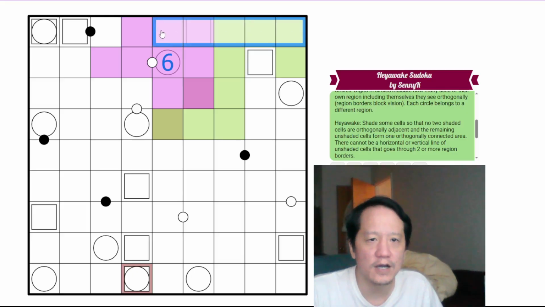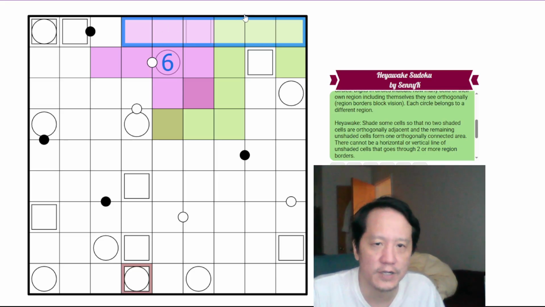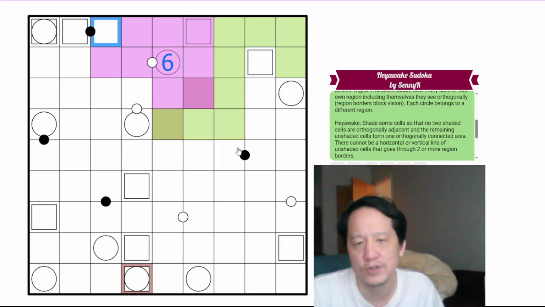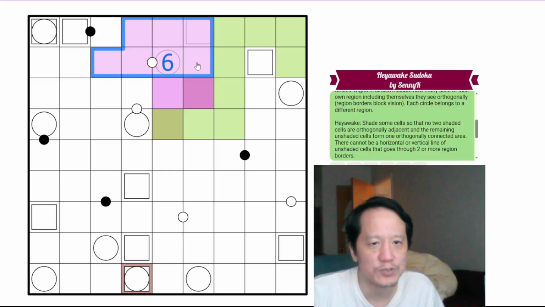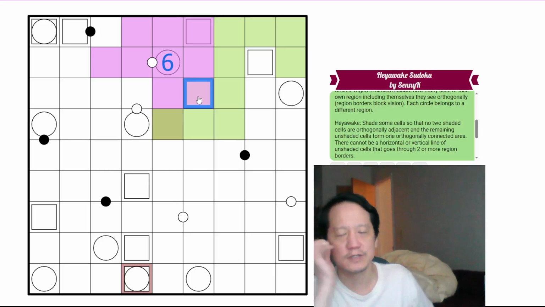You cannot have it go through 2 or more region borders, right? So this would be, for example, say we had a shaded cell here, it would be the same thing. We would have to have a shaded cell there because you can't go through 2 borders of completely unshaded cells, which the coloring here throws things off, which is why it's like there's shaded on top of regions.